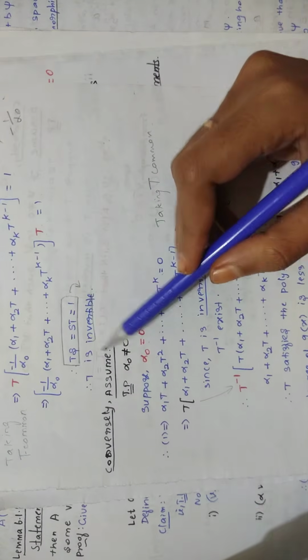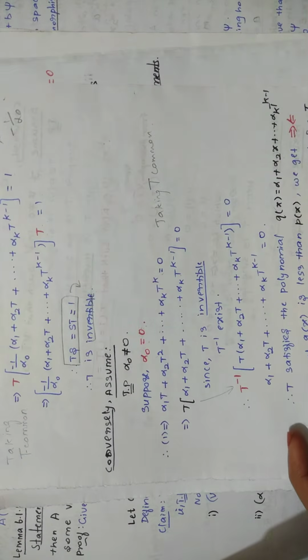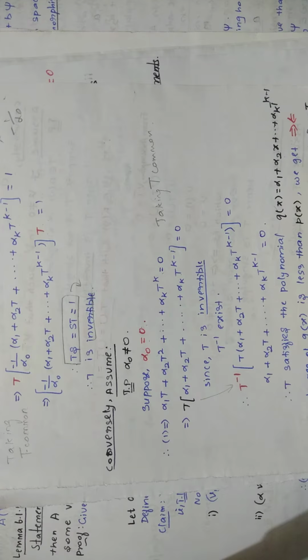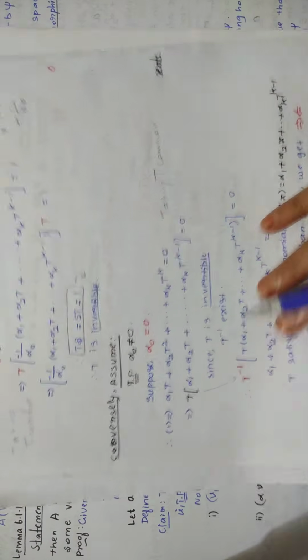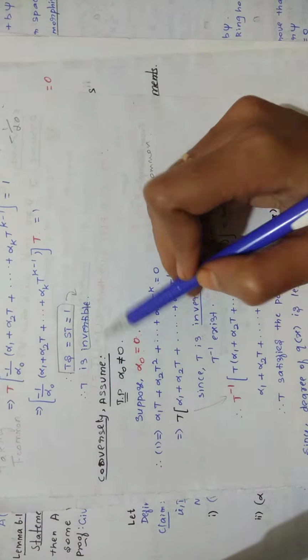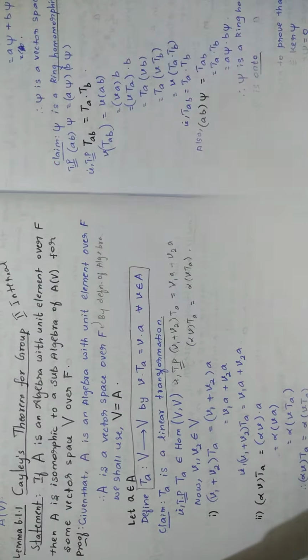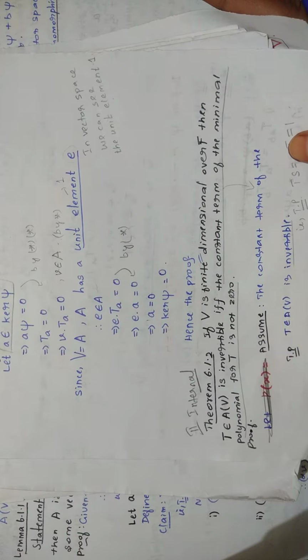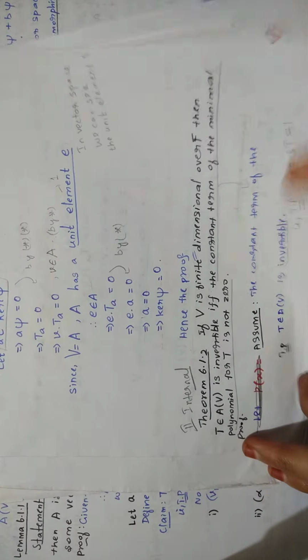Now we are going to prove the converse part of this theorem. So assume what you have proved in the previous part, and in the proof line you have to write what you have assumed in the first part. Did I tell correct? Assume T is invertible, and you are going to prove the constant term of the minimal polynomial for T is not 0. That is what we are going to prove in this converse part.